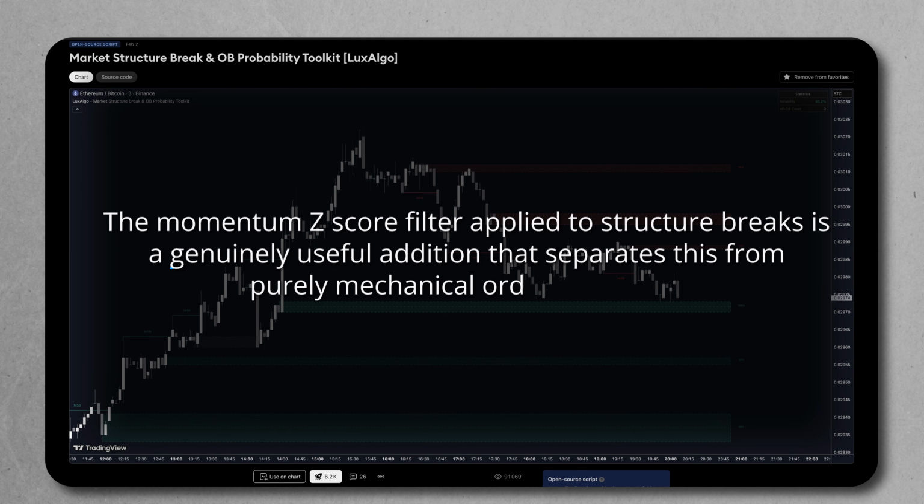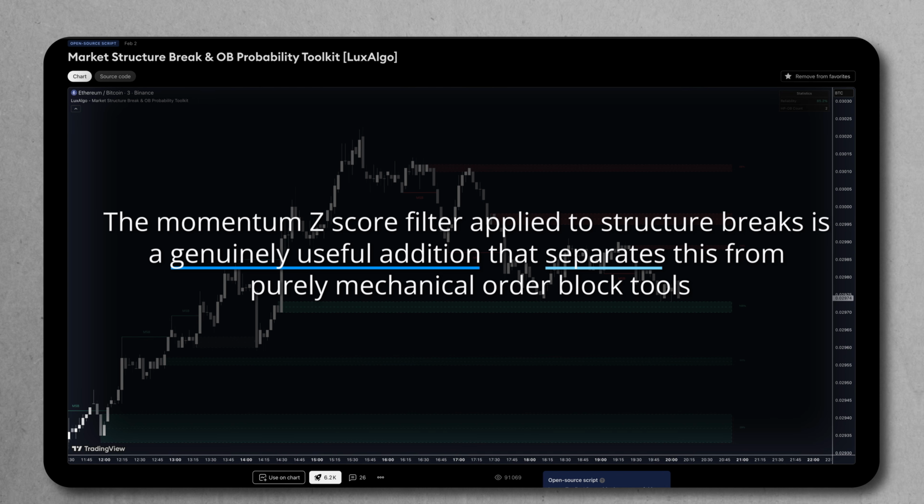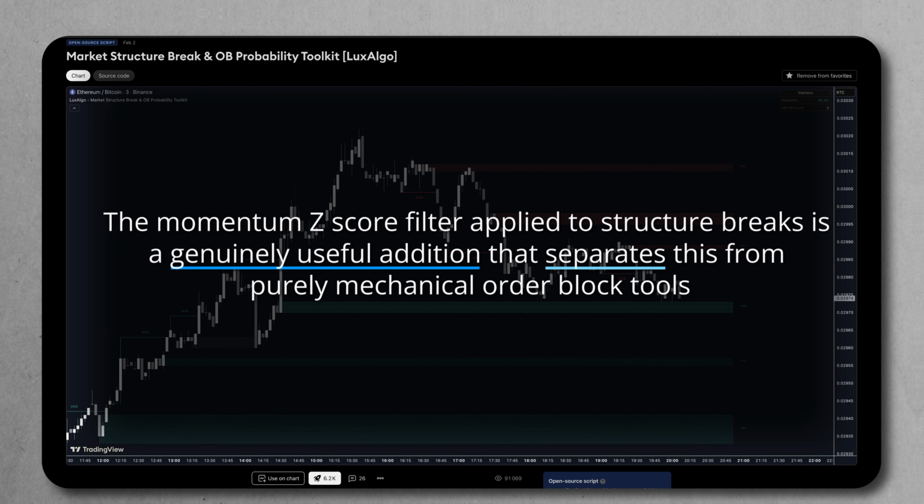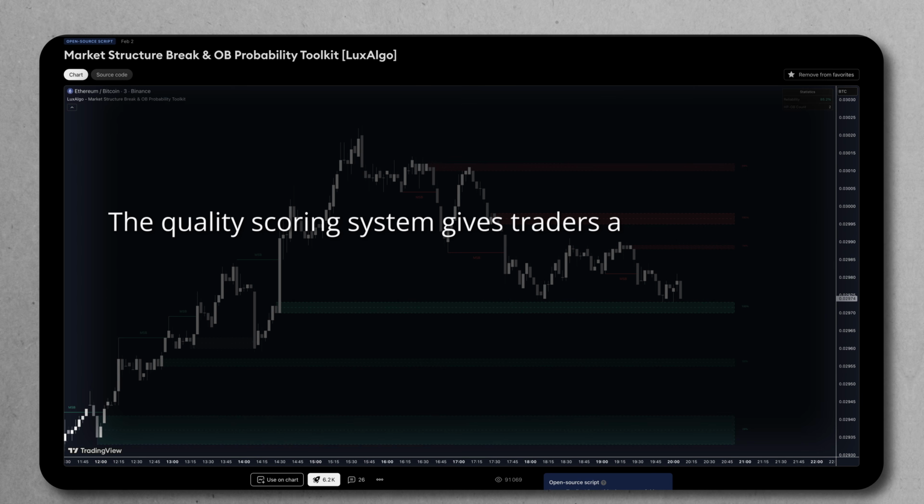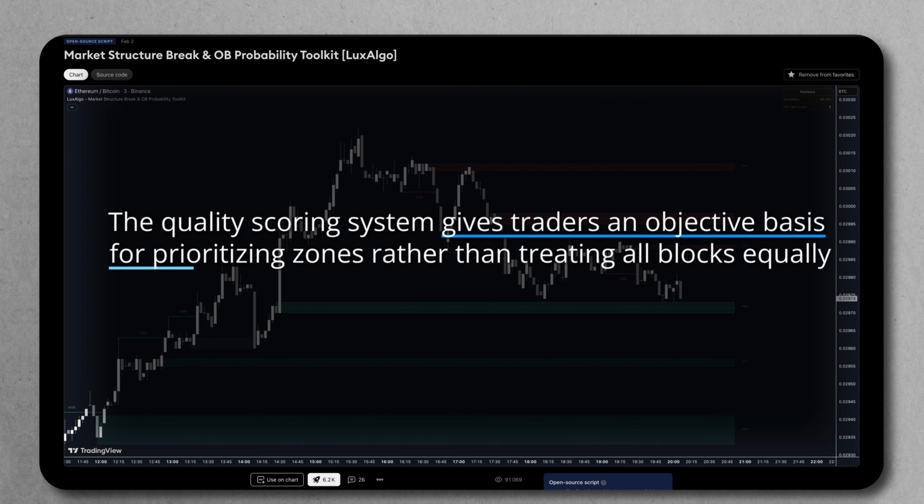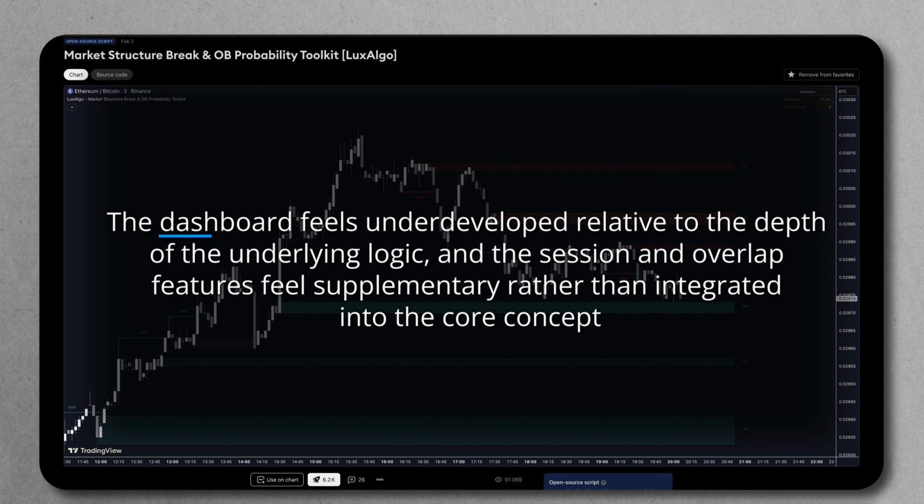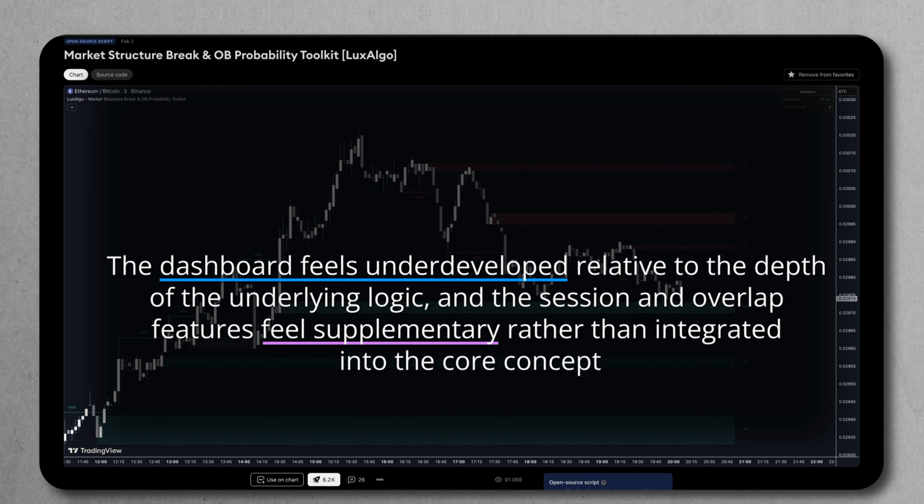The Momentum Z-score filter applied to structure breaks is a genuinely useful addition that separates this from purely mechanical order block tools. The quality scoring system gives traders an objective basis for prioritizing zones rather than treating all blocks equally. The dashboard feels underdeveloped relative to the depth of the underlying logic, and the session and overlap features feel supplementary rather than integrated into the core concept.